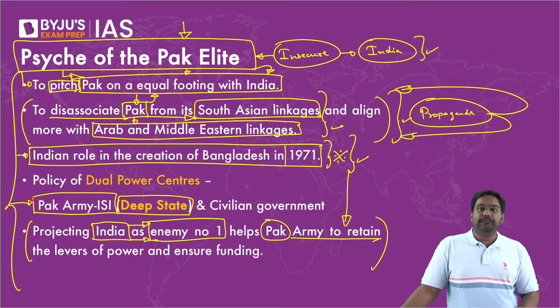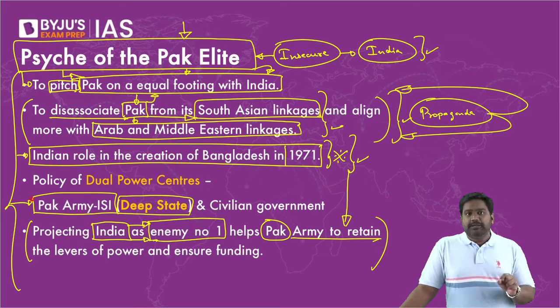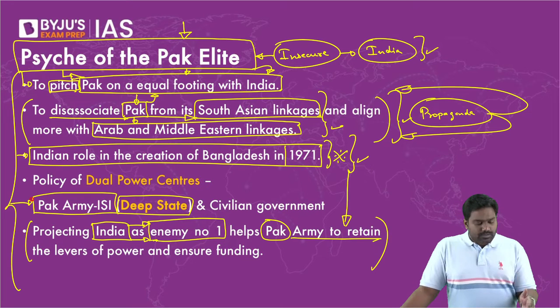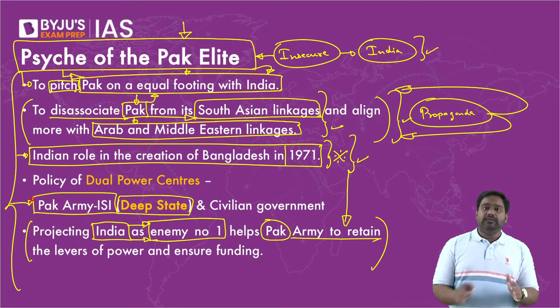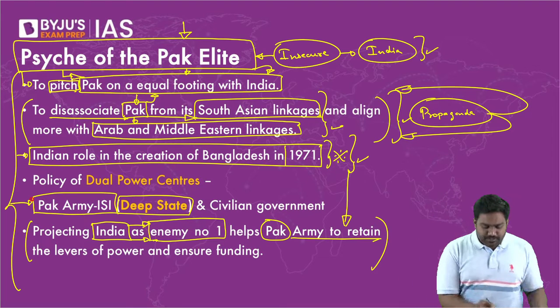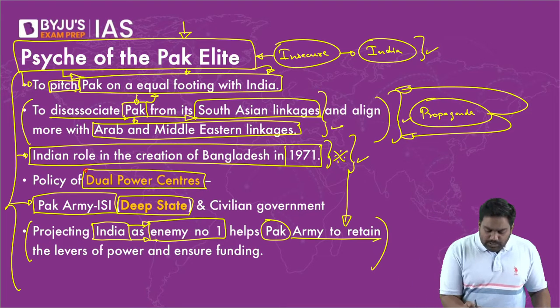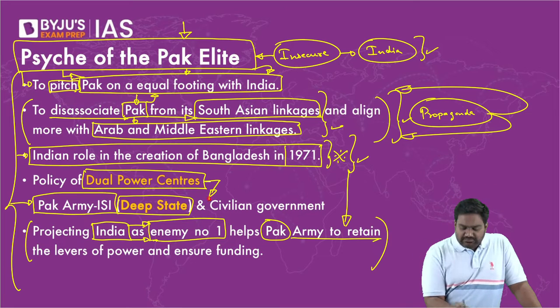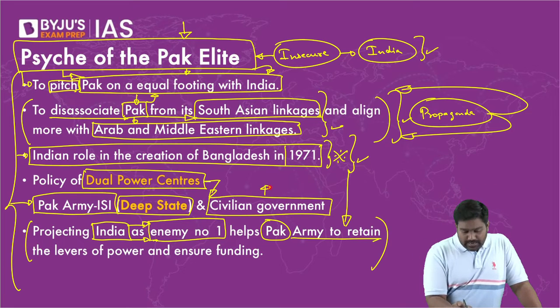intelligence agency. See, in Pakistan, if you evaluate Pakistan's political structure, many experts say that there is a dual power center. There are two power centers. Deliberately, a dual power center has been established, where on the front you have a civilian government, and ironically, it's a democratic elected government.